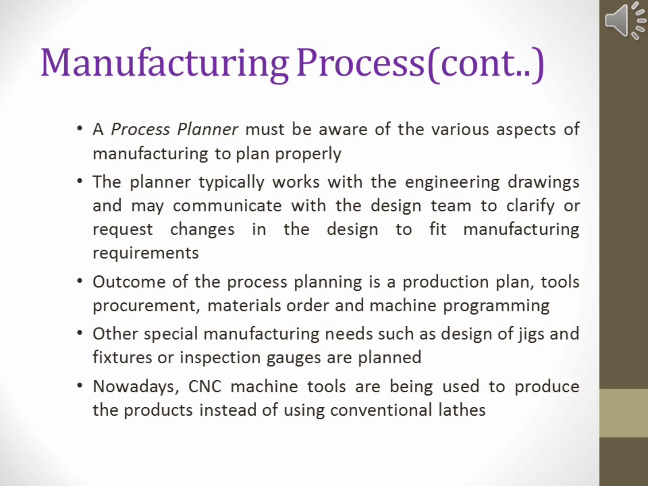The outcome of process planning is a production plan, tool procurement, materials order, and machine programming. Other special manufacturing needs, such as design of jigs and fixtures or inspection gauges, are planned in this production planning process. Nowadays, CNC machine tools are being used to produce the products instead of conventional lathes.